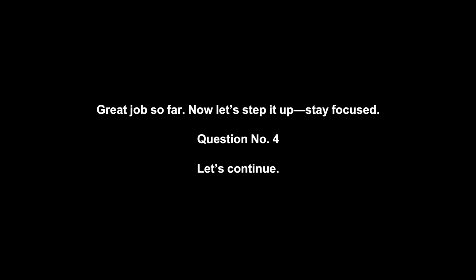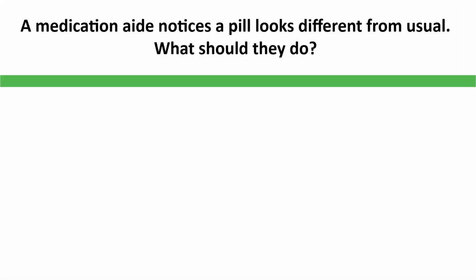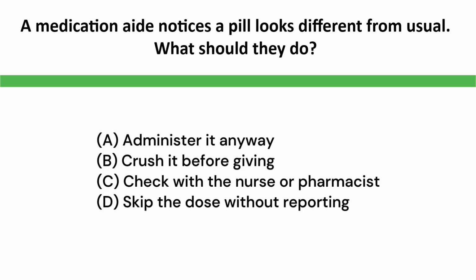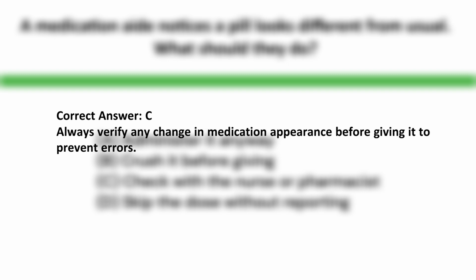Great job so far. Now let's step it up, stay focused. Question number 4. Let's continue. A medication aide notices a pill looks different from usual. What should they do? Here are your options. A. Administer it anyway. B. Crush it before giving. C. Check with the nurse or pharmacist. D. Skip the dose without reporting. Correct answer, C. Always verify any change in medication appearance before giving it to prevent errors.